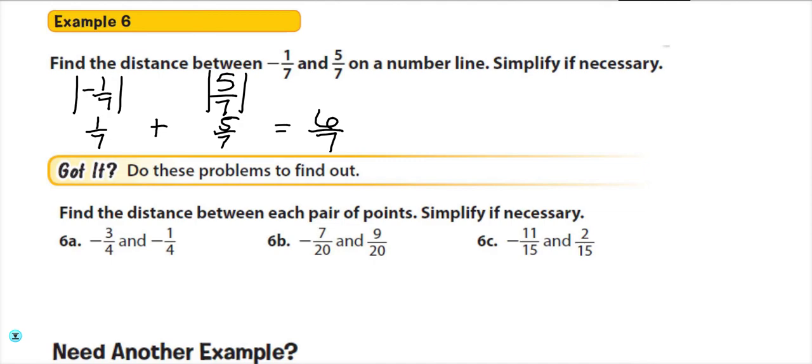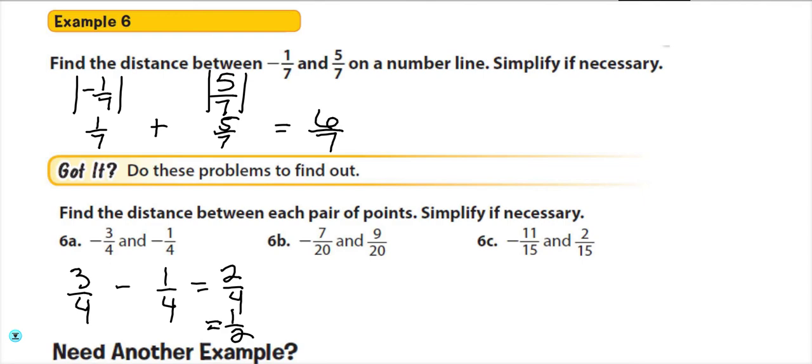Okay, so we have negative 3/4, so that's going to be 3/4. We have negative 1/4, which is 1/4. Now, they're both negatives, so they're both on the same side of the number line. So we just need to count the distance from the 3 to the 1. So we're going to subtract them, and that's going to make 2/4, which is 1/2. I'm not sure if the book wants you to reduce that or not. Yeah, it says simplify if necessary. Sorry, didn't read all the way through. Okay, so 1/2.